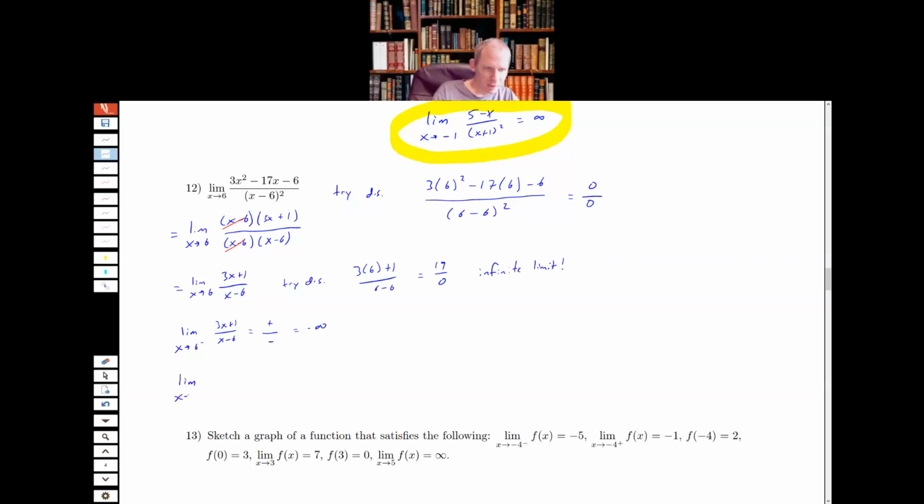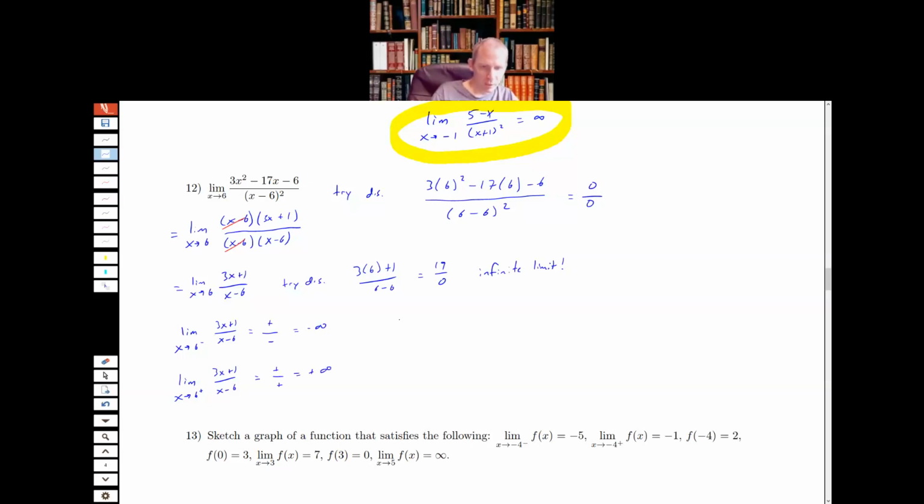The limit as x approaches 6 from the right of 3x plus 1 over x minus 6. And once again, you plug in something close to 6, and you're going to get a positive. If I plug in something close to 6 in the denominator, it's going to be close to 0, but this time I'm approaching from the right, so the numbers are going to be bigger than 6, so when we subtract 6, we'll be left with a positive.